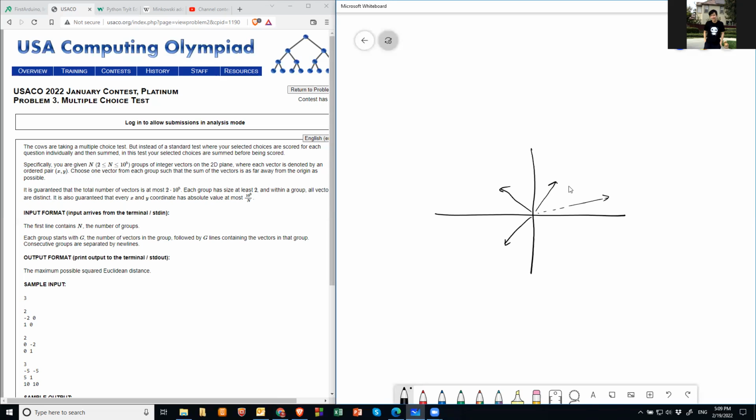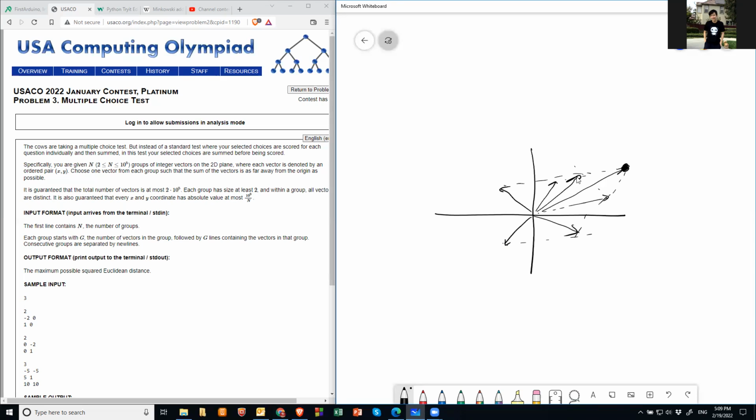For example, for this one and this one, the vector you add together is going to be this final one. Or you can do this and that. So that vector is going to be this. Or you can do this and that. That vector is going to be this. So obviously this one is furthest. The question is, what is the furthest one?